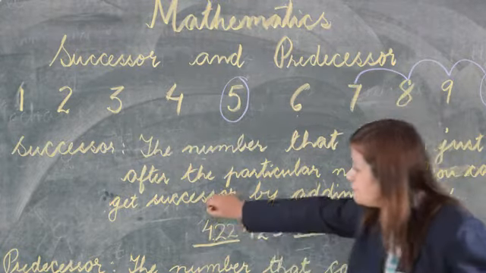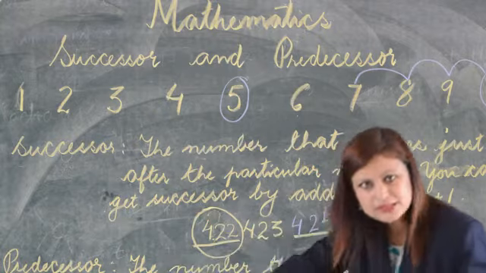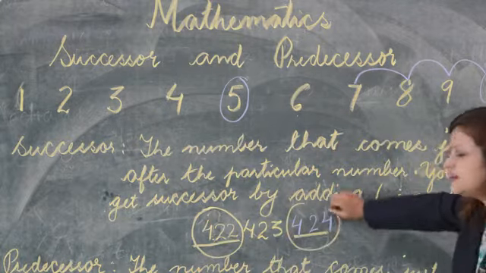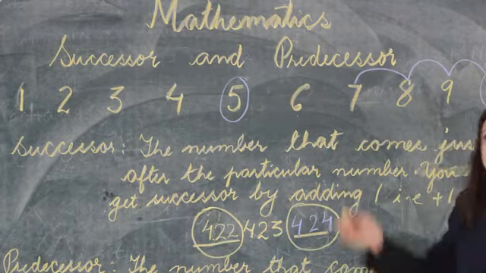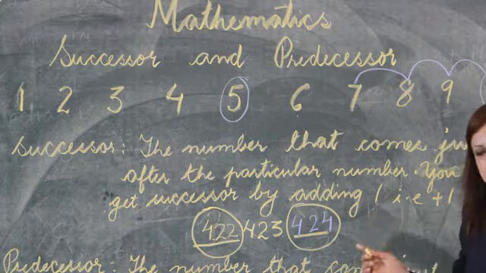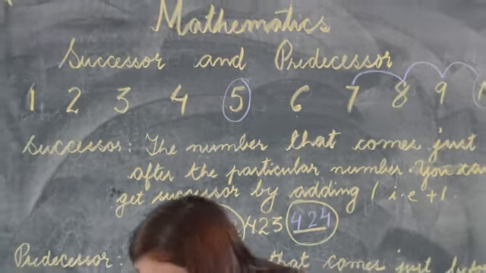This is the number before. Before is called predecessor and after is called successor. Predecessor is before, after is successor. Now let us do some exercise on the board.